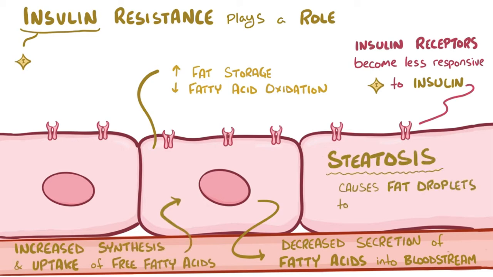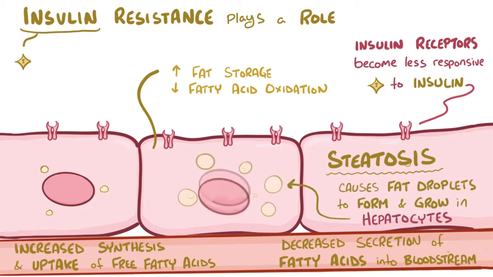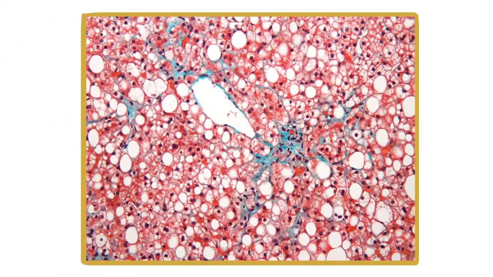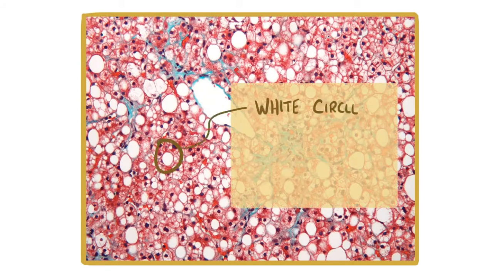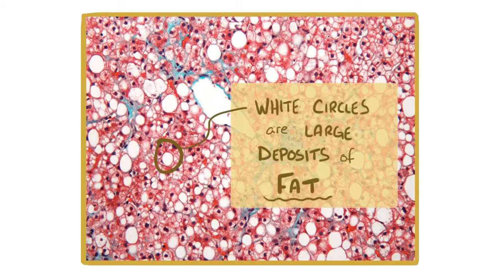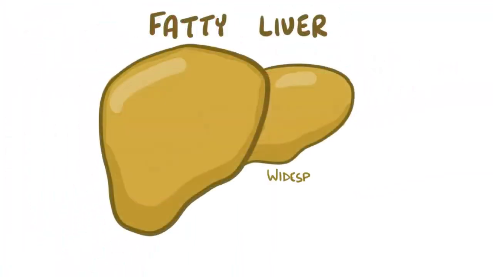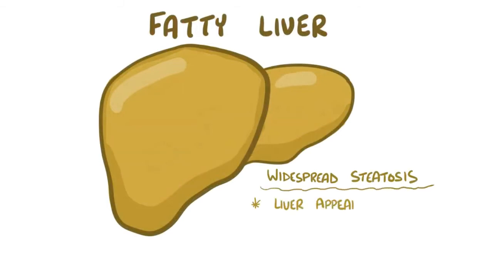Steatosis causes fat droplets to form within hepatocytes, some of which become large enough to cause the hepatocytes to swell up with fat and push the nuclei to the edge of the cell. You can even see this on a histopathology slide of the liver. All these white circles are large deposits of fat. Zooming out and looking at the liver, you see widespread steatosis, which makes the liver appear large, soft, yellow, and greasy.